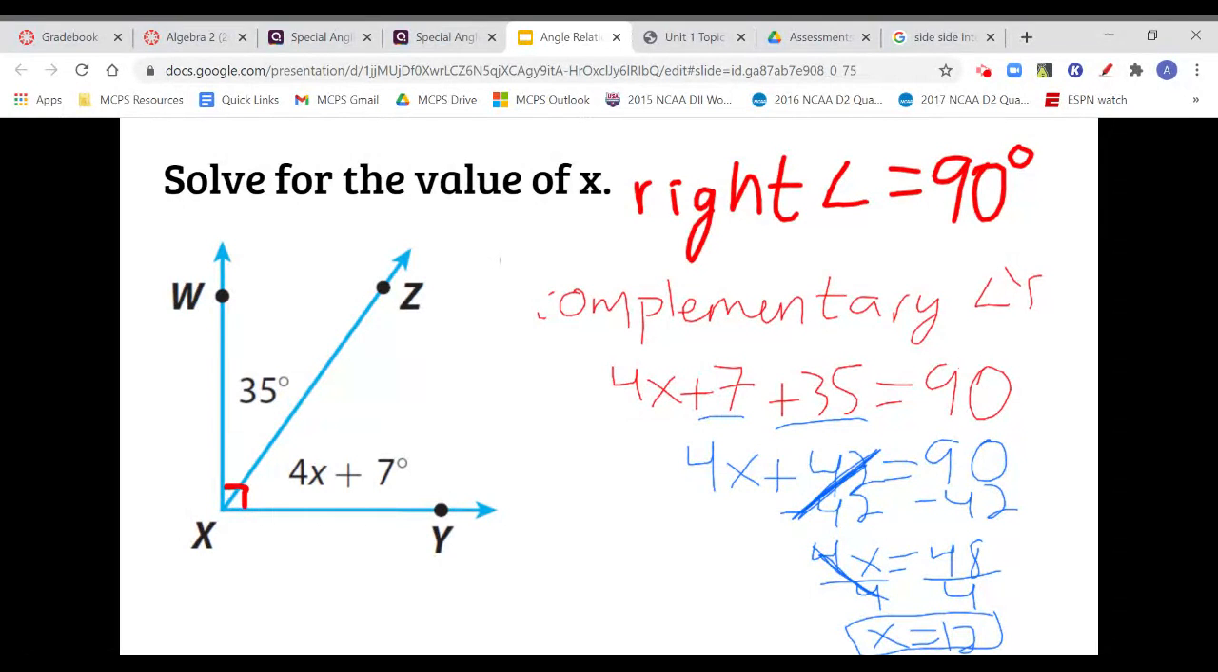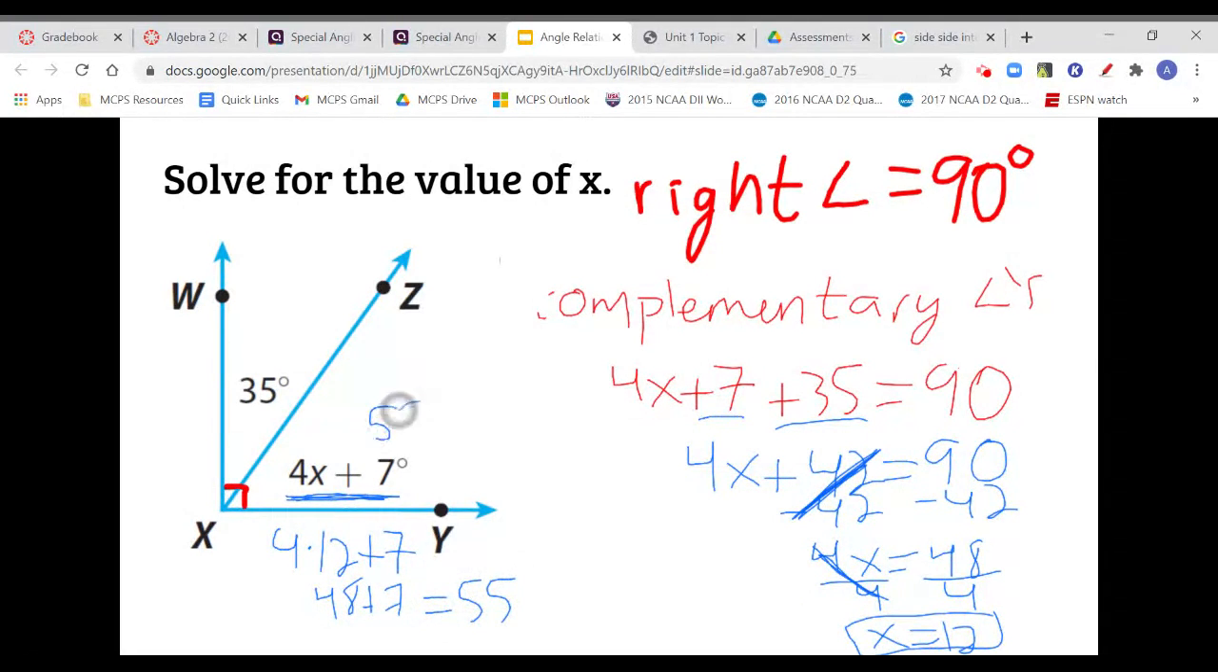It's also a good practice to get into to go ahead and check your work. So I'm going to do an example of that here. I'm going to plug my answer of 12 into this expression. And if I do that, I can figure out what the measure of this angle is. So when I add that, I get 48 plus 7, or in other words, 55.